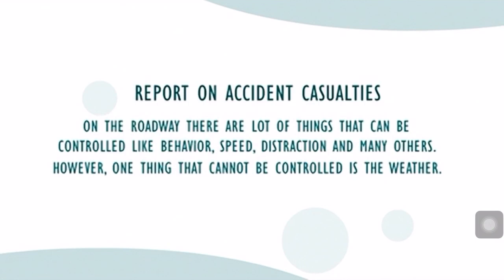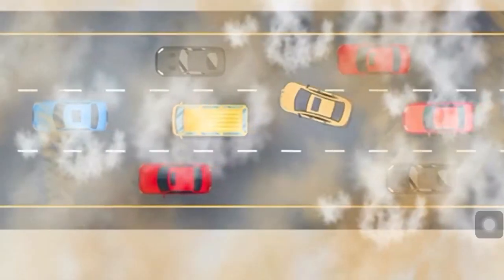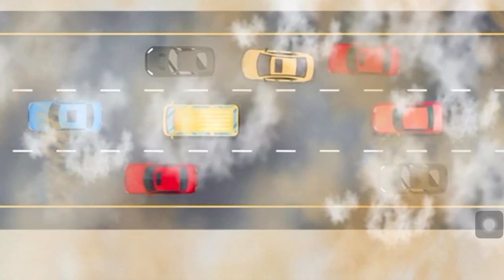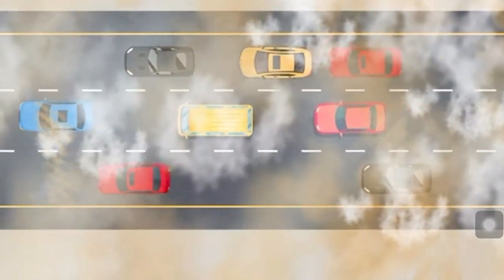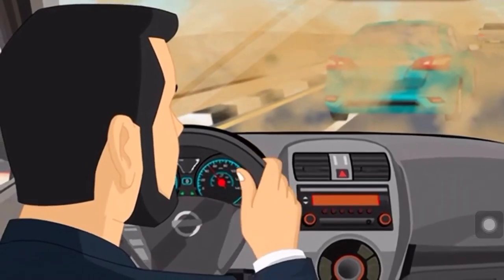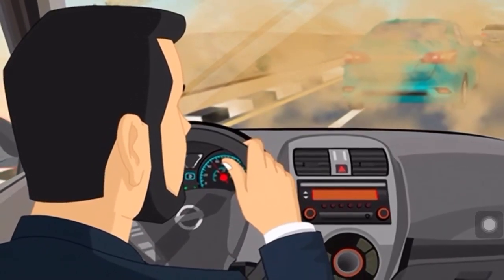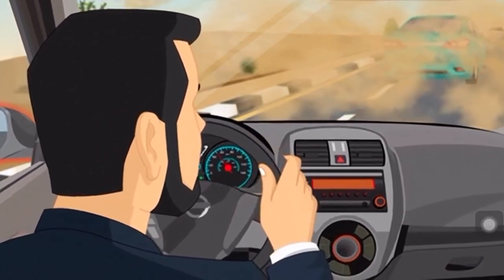Report on accident casualties. On the roadway, there are a lot of things that can be controlled, like behavior, speed, distraction, and many others. However, one thing that cannot be controlled is the weather. In bad weather conditions, the roads become more hazardous because it can not only affect the roads but also impact the driver's operating abilities and the flow of traffic. Even the most experienced and competent drivers should be extra cautious in adverse weather conditions to avoid accidents.